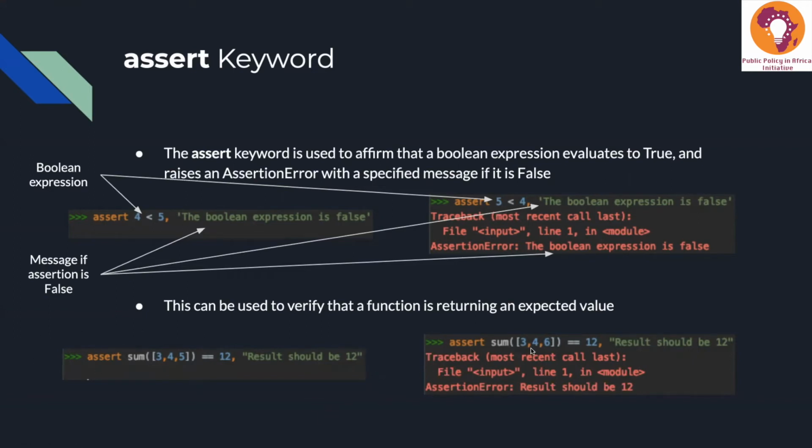But in this particular case, say we changed our 5 to a 6, now this sum is actually going to be 13. 13 is not equal to 12, so we do raise an assertion error, and it tells us that the result should be 12 because of the message that I gave here in the case that the assertion was false.